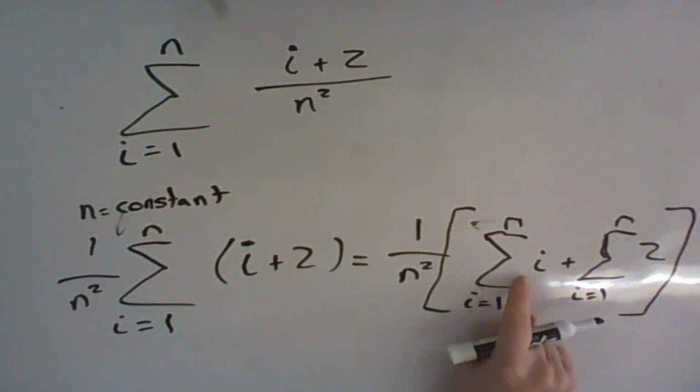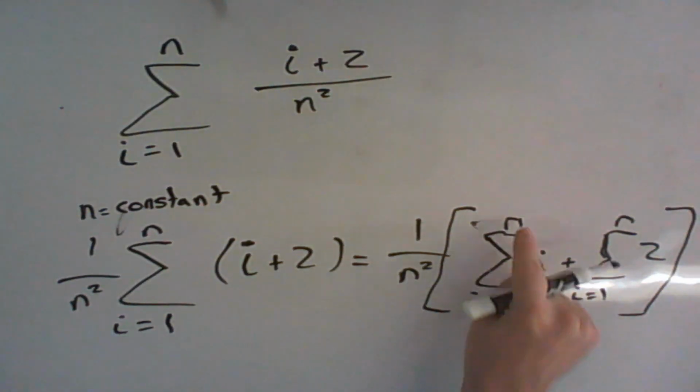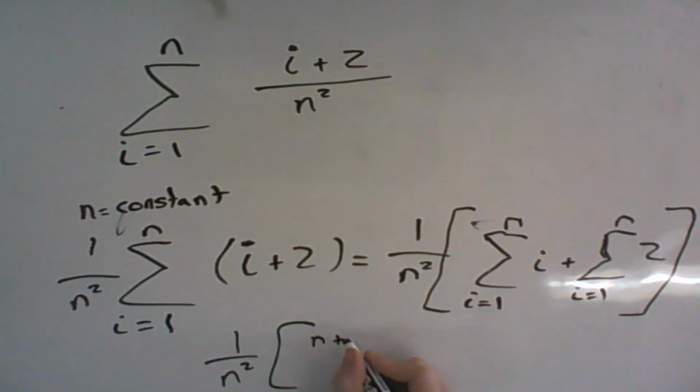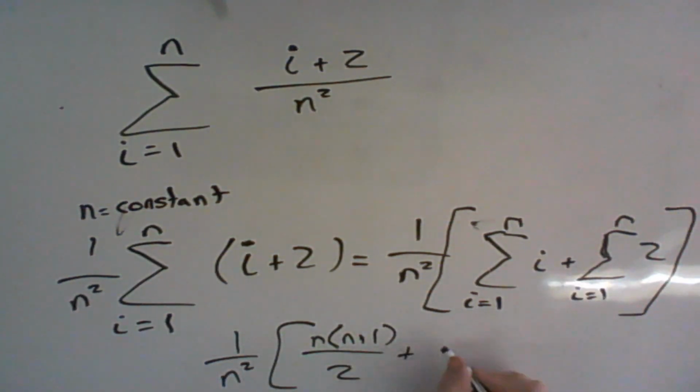Okay, so then this I, we would solve it. So it'd be, there's our formula, n times n plus 1 divided by 2, and then 2 would be 2n.